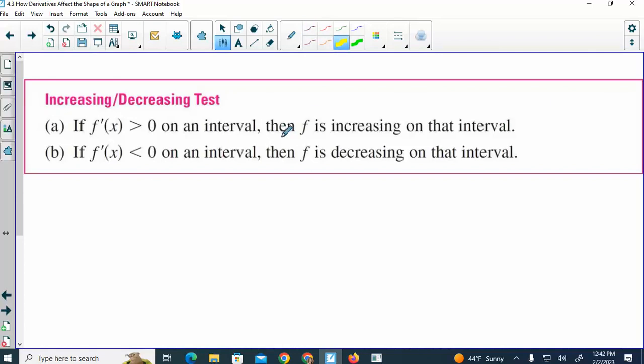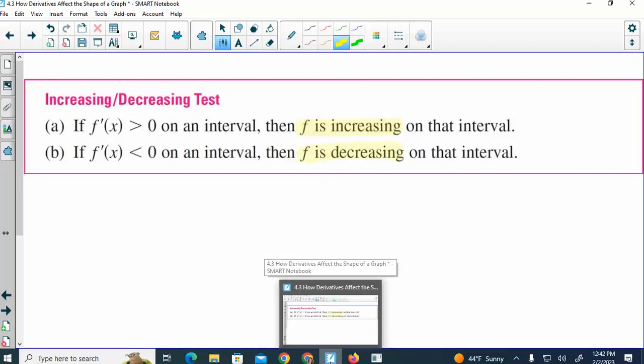So you have a little box. It says if f prime of x is greater than 0, then, and then in the blank you should write f is increasing. If the derivative is less than 0, f is decreasing.